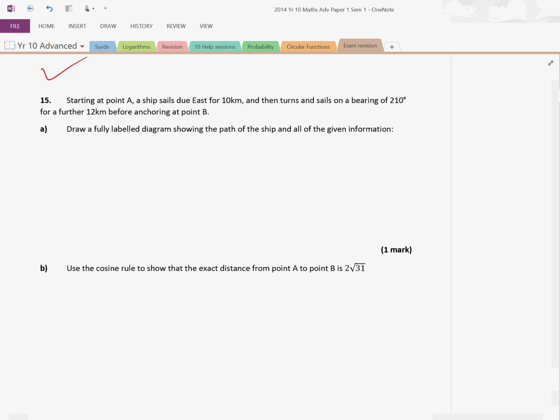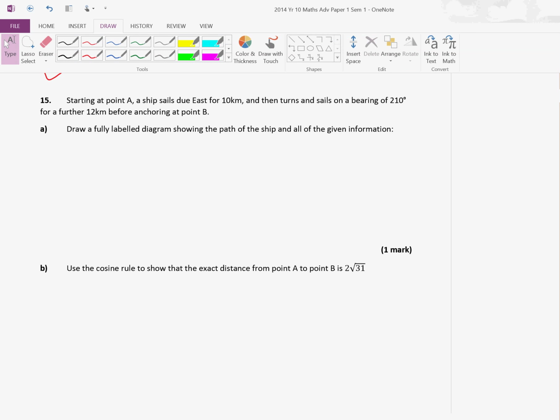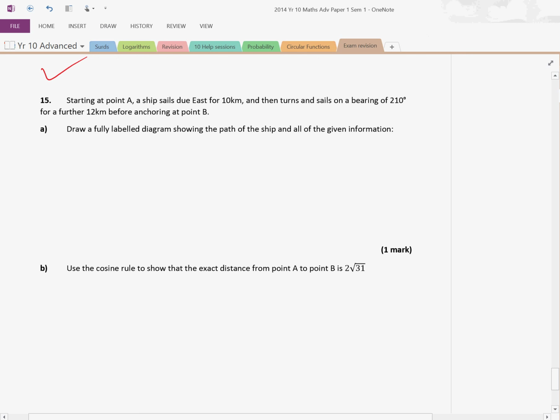Now, let's have a look at this one, bearings. Some students, when we did our little post-it note exercise, said that they didn't understand bearings. So if I start from A and go east 10 kilometres, and then turn and sail on a bearing of 210 degrees, and I think maybe you main maths people in this room might have done bearings. Is that correct? No. You sure? Yeah. All right then. Now, the angle here is 180 degrees.